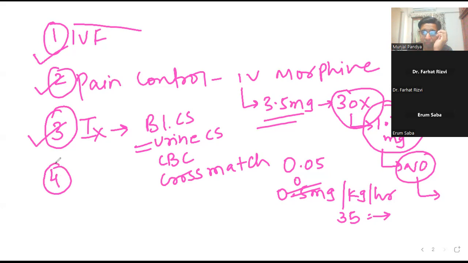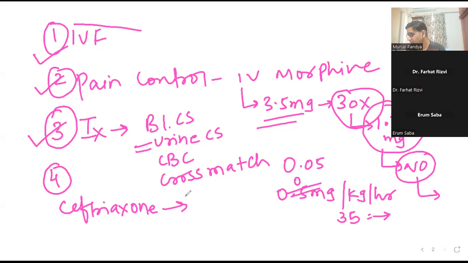What else do you want to do now? Now we will give empiric antibiotics, injection ceftriaxone. Ceftriaxone is which group of drugs? Third generation cephalosporin, sir. Okay, so it covers which bacteria? Sir, gram negative and gram positive. Can you tell me two names of gram positive and two names of gram negative bacteria?